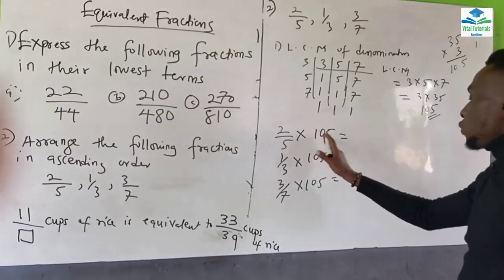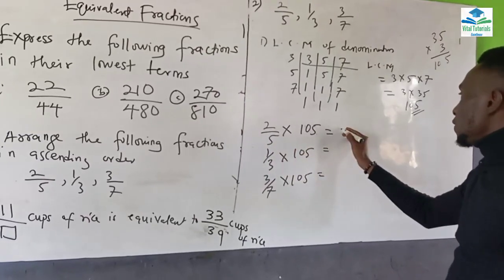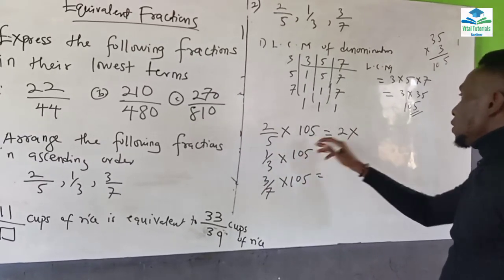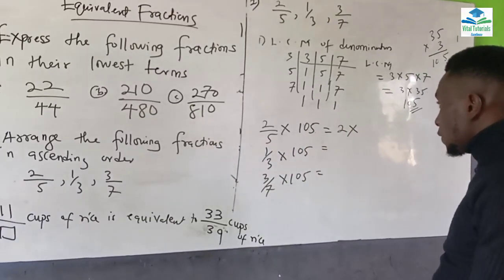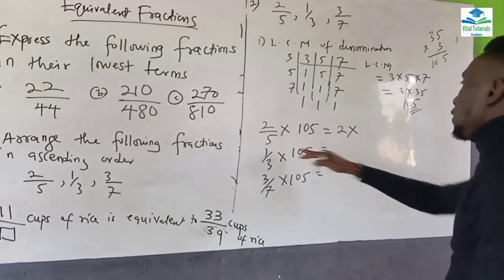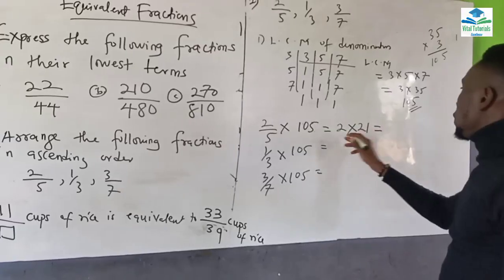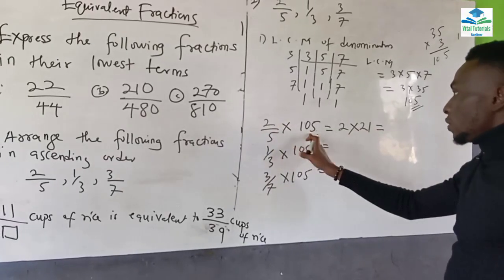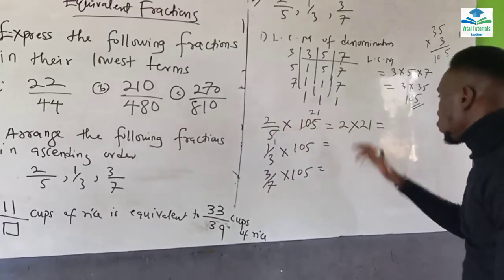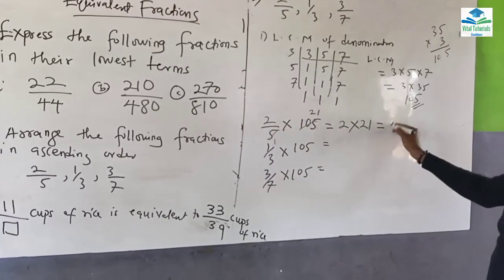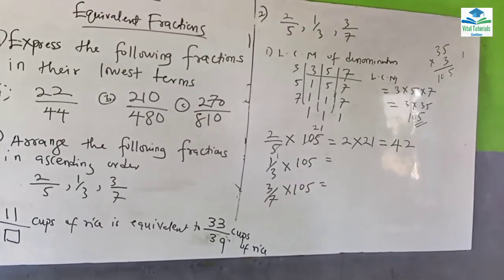Now, since we have something like this now, 5 will divide this 105. 5 goes into 105 should be 21. So 5 goes into itself 1, going to here is 21. You now say 2 times this 21 will give you what? 42.